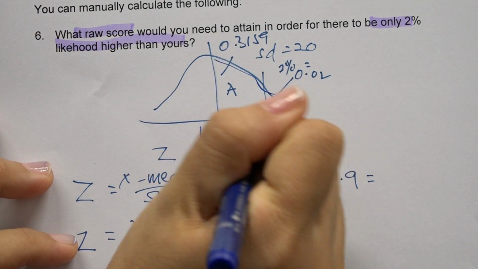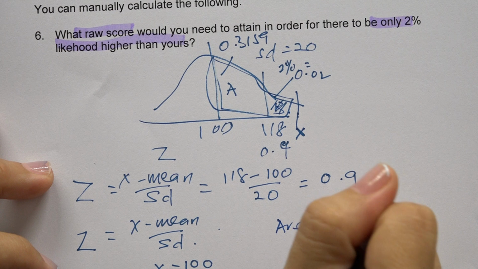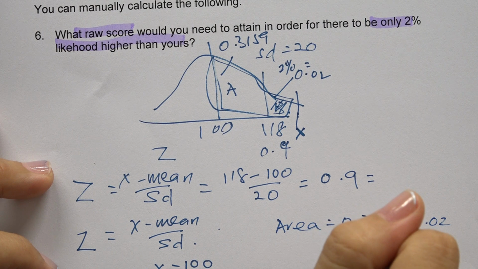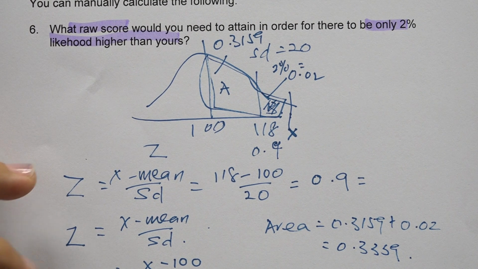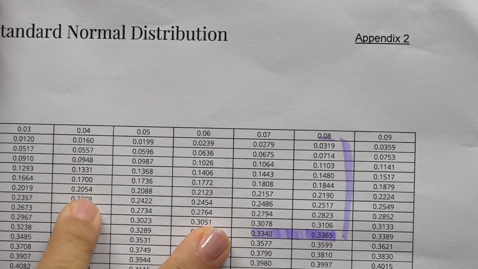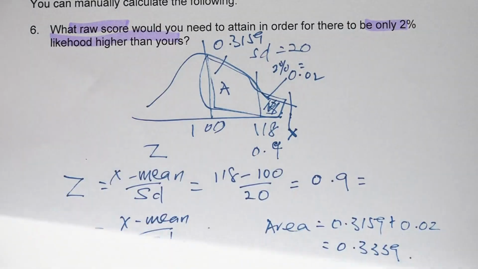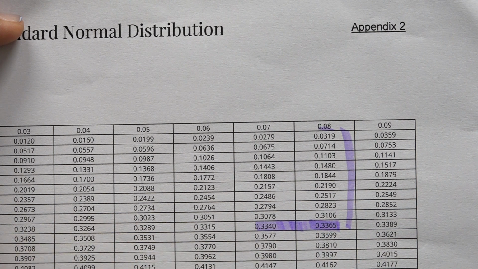In order to calculate the total area of A and B, we take the area equal to 0.3159 plus 0.02, which is equivalent to 0.3359. Now we're given the area, but we're not given z. So in order to calculate z, we go back to the table and look for the closest value to 0.3359. The closest values are 0.3340 and 0.3365. If you trace this back, the z is 0.98.